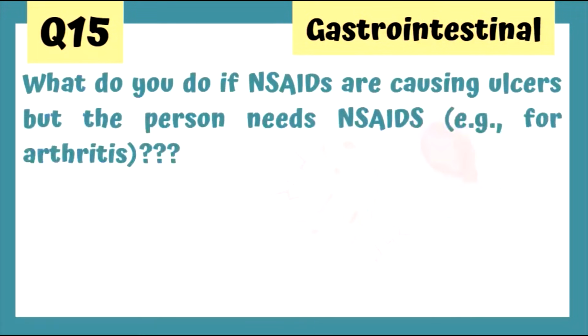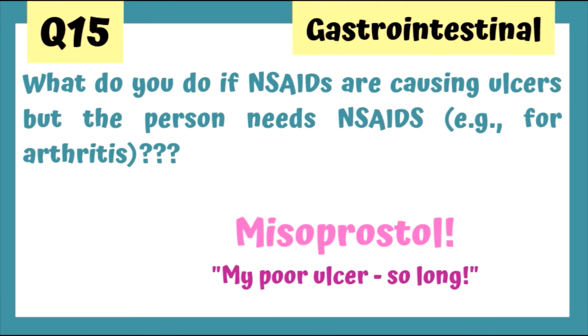What do you do, by the way, if NSAIDs are causing ulcers in a patient, but the patient needs the NSAIDs? For example, arthritis, they need NSAIDs, but they're causing ulcers. So what does he take? Misoprostol, a synthetic prostaglandin E1 that has anti-secretory and cytoprotective effects on the gastric and duodenal mucosa, and they can prevent ulcers, and that's why they're really good for a patient who needs NSAIDs. This is a nice mnemonic, because misoprostol can cause ulcers to go away. They prevent the ulcers, and that's what a patient who needs NSAIDs causing ulcers can take.